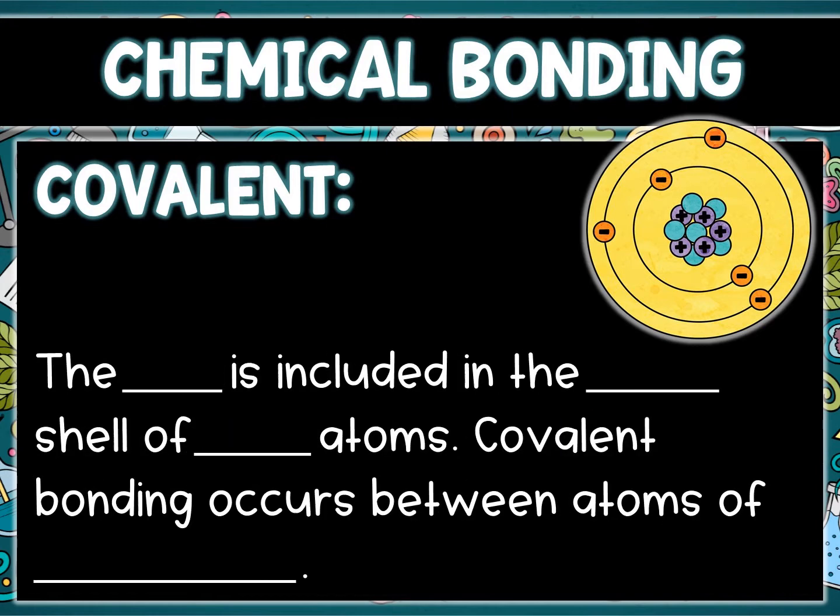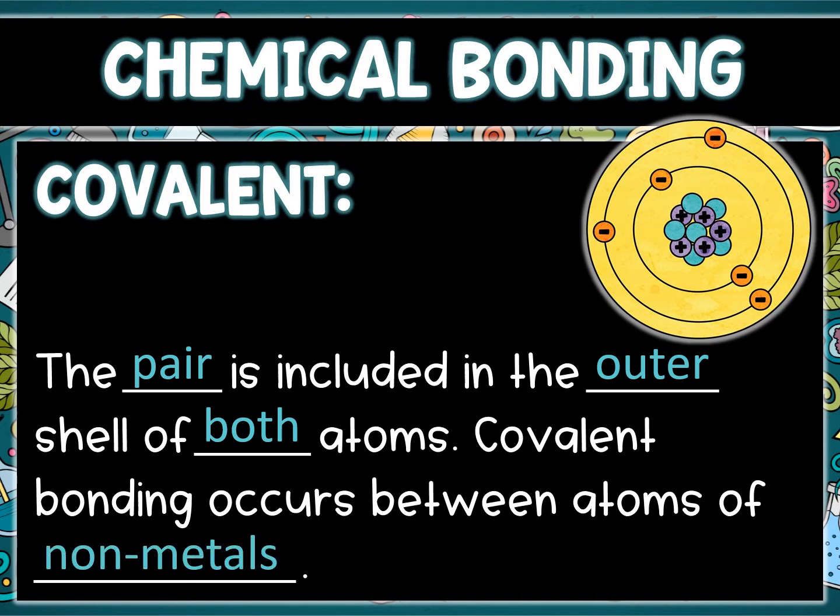Okay, so when we have covalent bonding, it could be one electron from somebody that they share with the other, but they're always shared in pairs here. So the pair is included in the outer shell. Remember, it's all about the outer shell, the valence electrons. So the pair is included in the outer shell of both atoms. It's kind of like the outer energy level or shell overlaps between the two. You can think of it as holding hands or overlapping. Covalent bonding occurs between nonmetals, only between nonmetals.